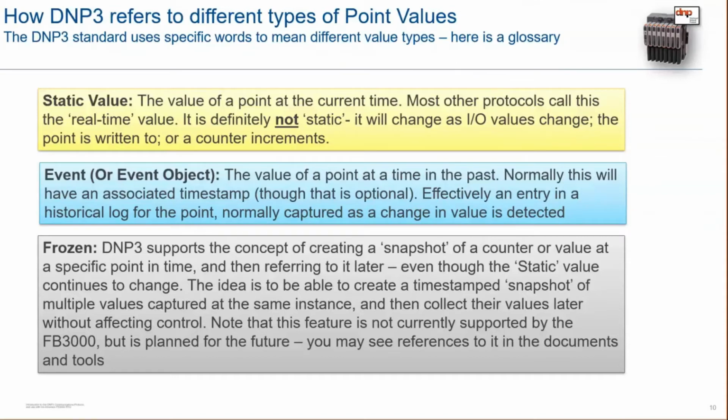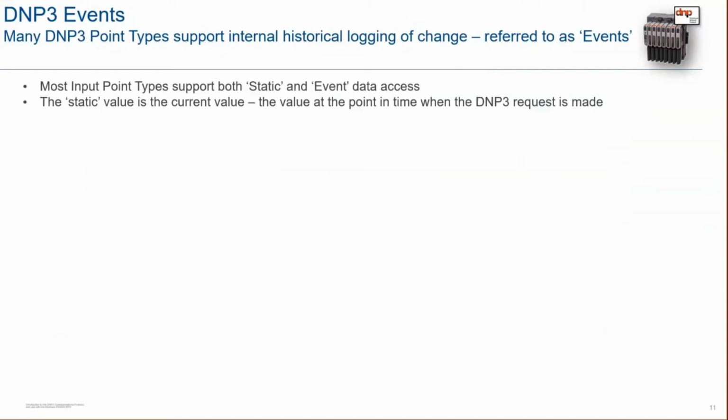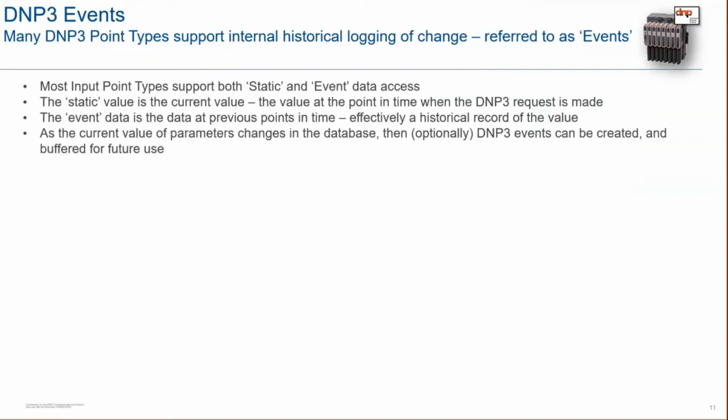Moving on, I want to talk a little bit more about events. In general, the inputs of the DNP3 point types support this internal historical logging of change, and they're referred to as events. Most of those support both static and event data access, and as I mentioned on the last slide, the static value is the current value, the real-time value, and that's the value at the time when you make a DNP3 request, whereas the event data is always the data at some previous point in time.